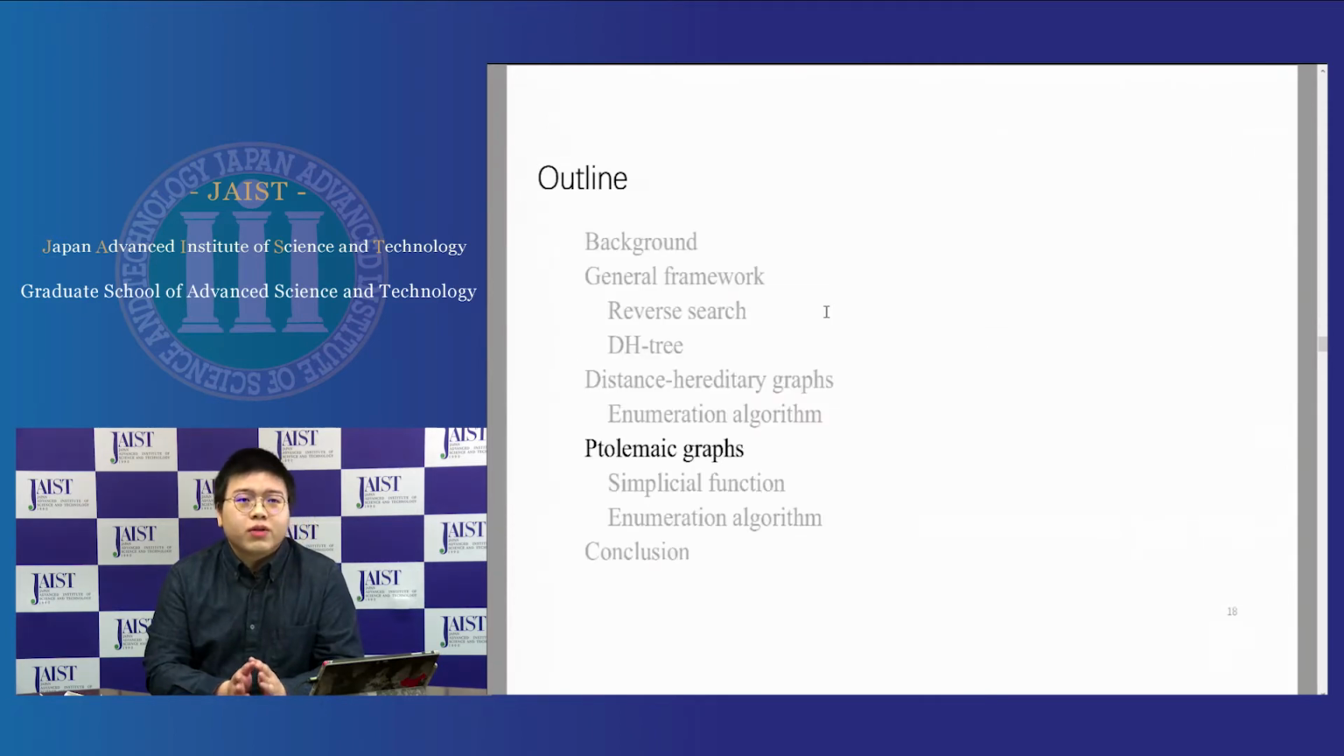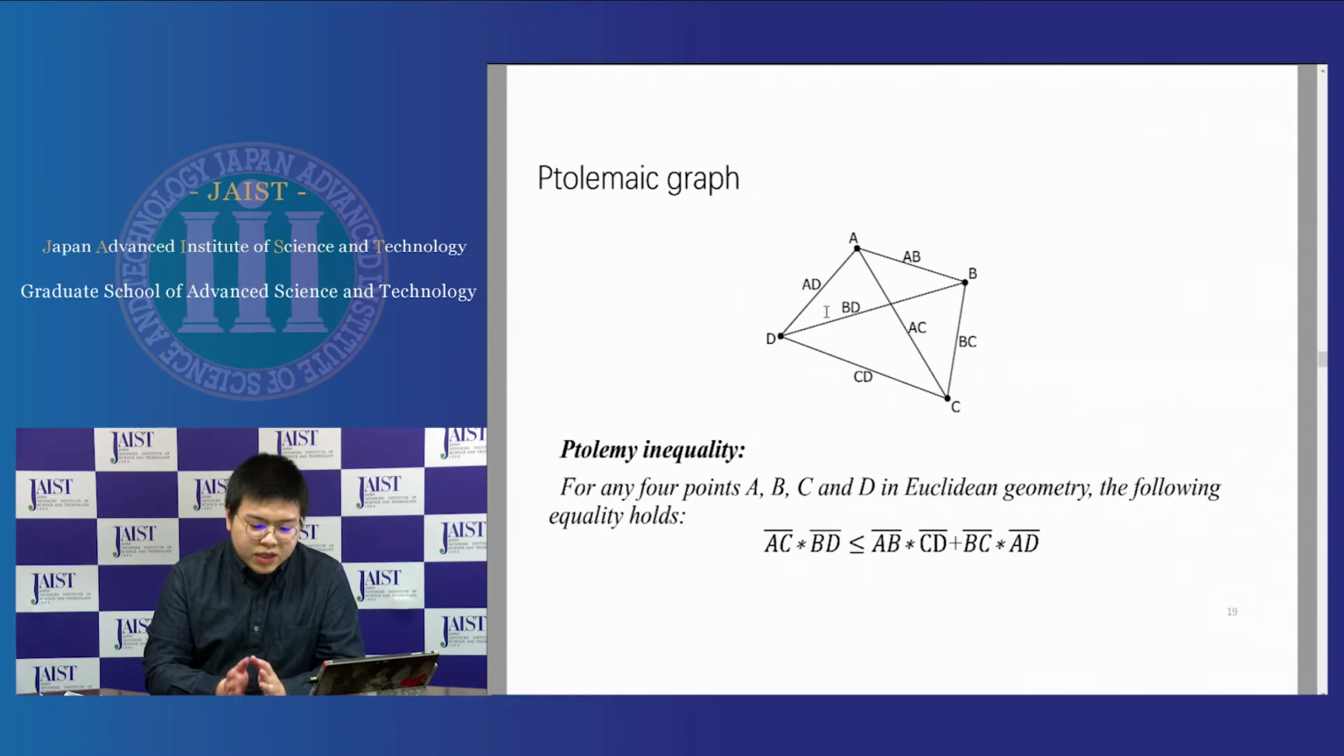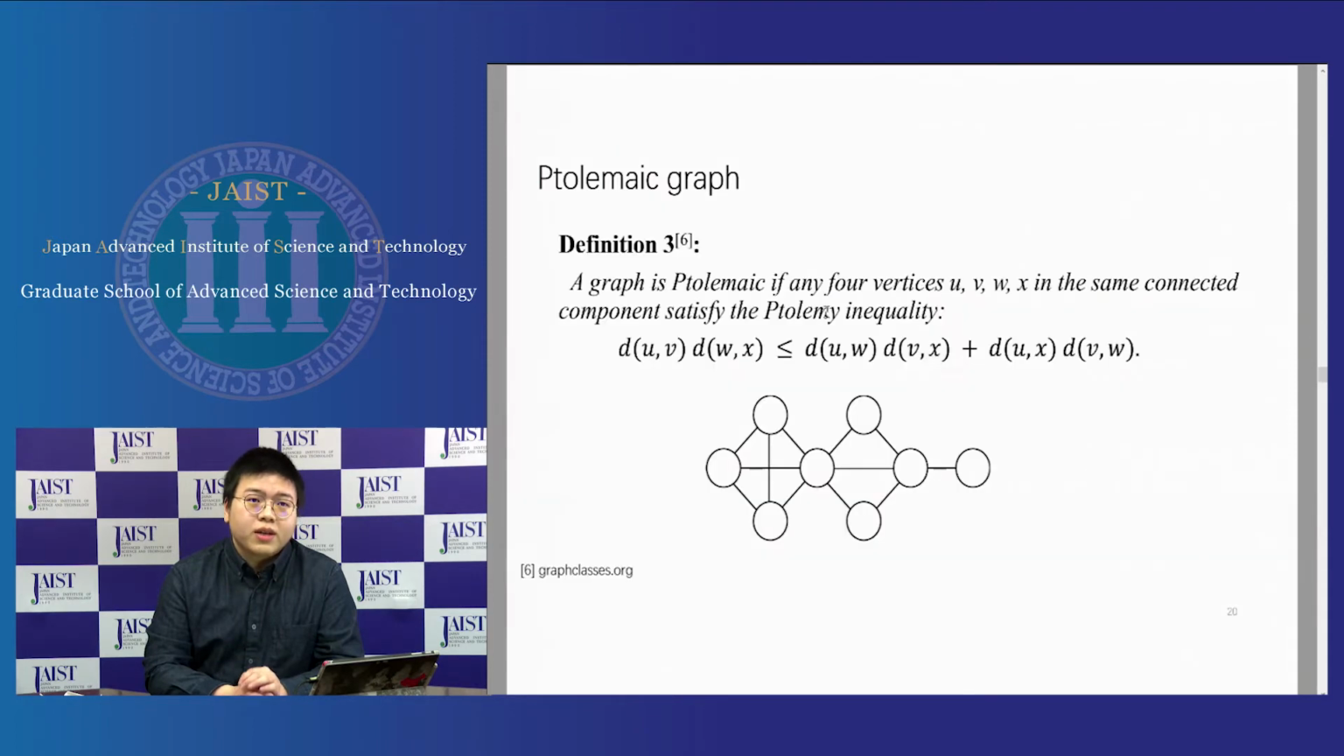For the second part, we are going to introduce the Ptolemaic graphs. In mathematics, there is a theorem called the Ptolemy inequality, which shows that for any four points A, B, C, and D in Euclidean geometry, the following inequality holds. We use the inequality in a graph, and we get the definition of Ptolemaic graphs: a graph is Ptolemaic if any four vertices u, v, w, and x in the same connected component satisfy the Ptolemy inequality. And here we also give a simple example of Ptolemaic graphs.